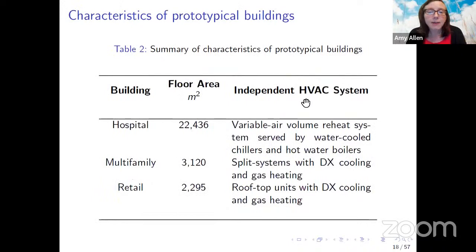This table summarizes characteristics of the prototypical buildings considered in this study. And for purposes of representing buildings with independent HVAC systems, their baseline HVAC systems in the prototype building models were preserved. And for purposes of representing the buildings served by a district thermal energy system, the building models were modified to leverage hydronic systems with water source heat pumps tied to the ambient loop.